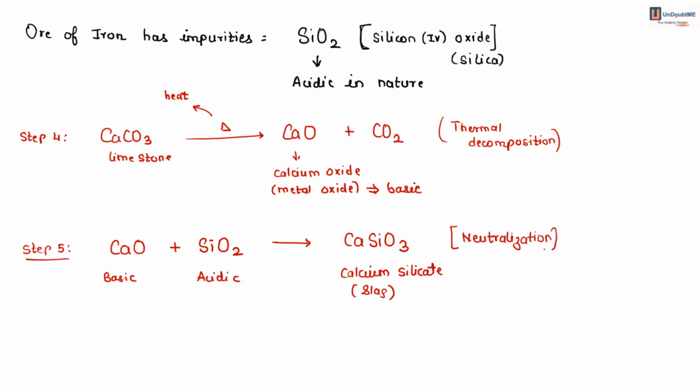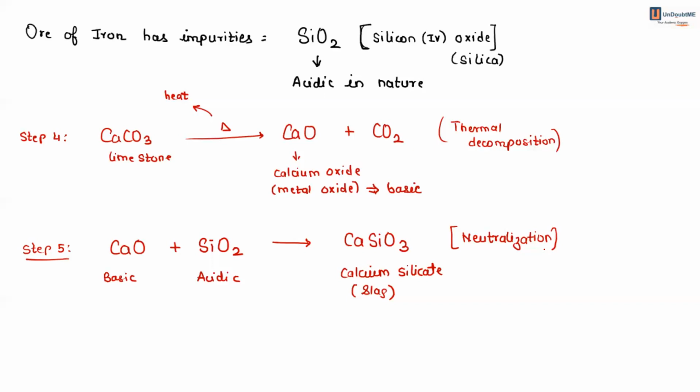So step 4 and step 5, this is actually the entry of calcium carbonate. So over here we understand why the calcium carbonate was used: to remove the impurity. So this was the overall process of the blast furnace, 5 reactions. You have to remember these reactions.